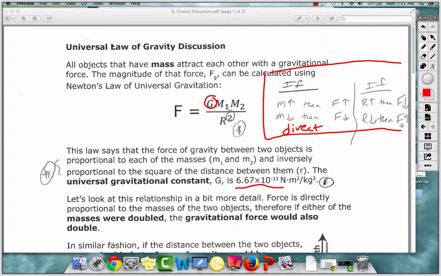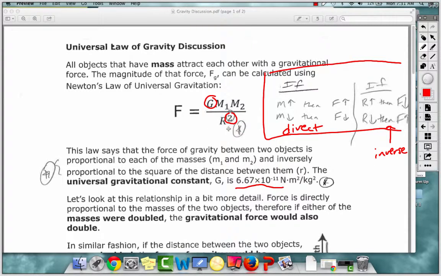The other question I could ask you would be, if the radius increases or goes up, what happens to the force? Well, if the radius goes up, the force goes down. If the radius goes down, then the force goes up. And this is called an inverse relationship. Whatever the radius does, the force does the opposite. Something to watch for is that this radius is squared.